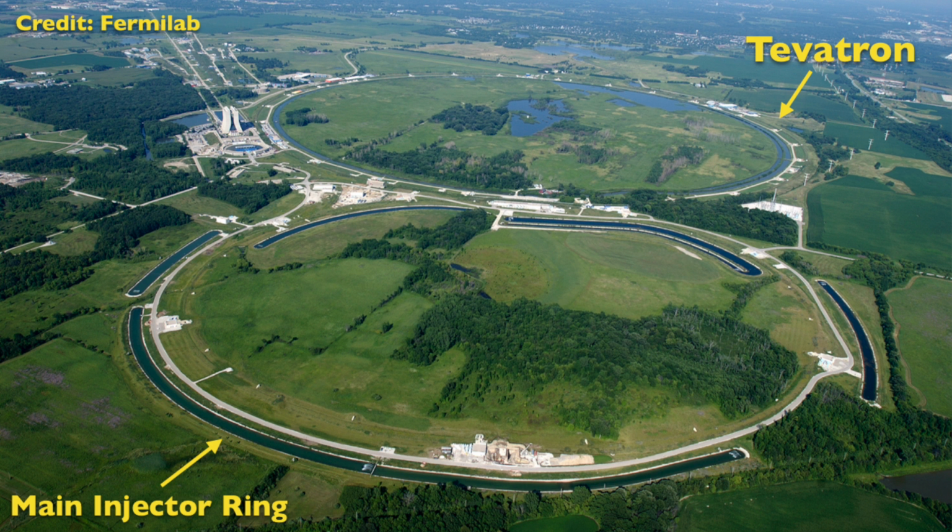More collisions meant more rare events would be produced. More rare events being produced meant there'd be more chance of spotting that signal from the Higgs boson. The Tevatron just couldn't compete with that, unfortunately. And so at the end of 2011, it did its last collision and was eventually shut down.